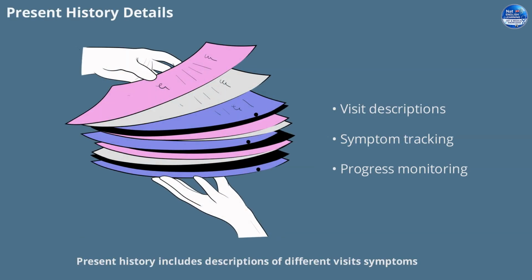Present history includes descriptions of different visits, symptoms, and examination findings. For example, initially, the patient presented with fever and cough. On today's visit, symptoms had improved. Including present history helps the recipient track the patient's progress and plan ongoing care.